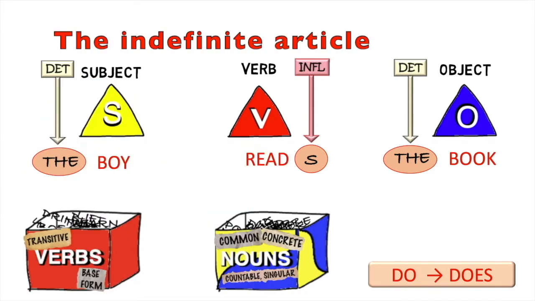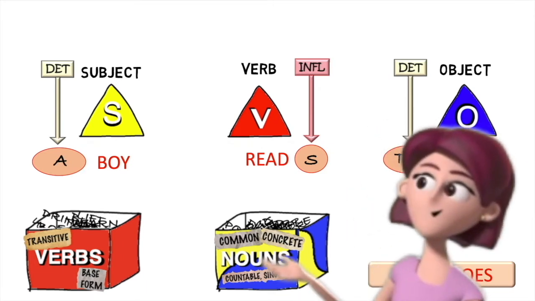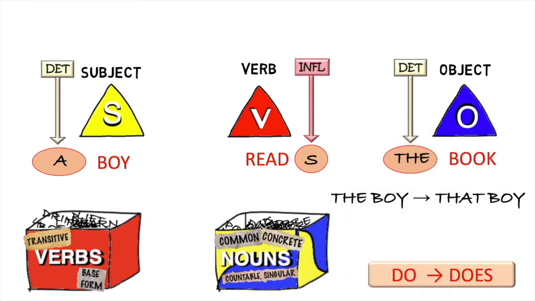Before I go on to a proper transformation, you might like to look at a couple of variations that we can make. For example, instead of the boy, we can say a boy. That's the indefinite article instead of the definite article. Oh, that looks interesting. What's the difference? Well, the boy basically means that boy, and a boy could just be any boy.